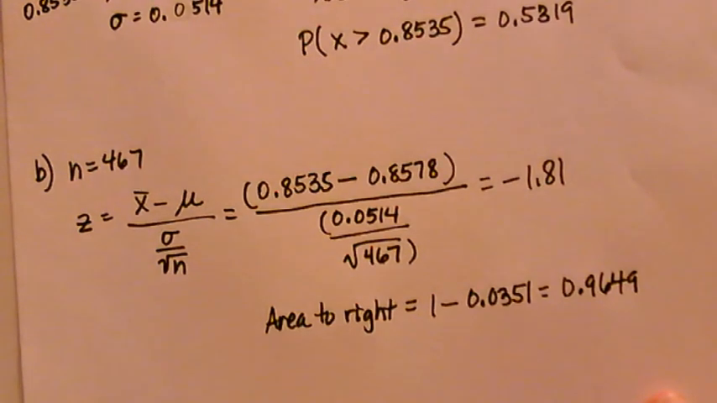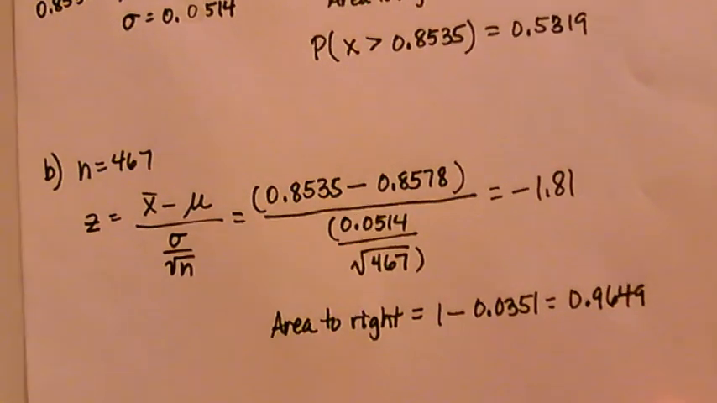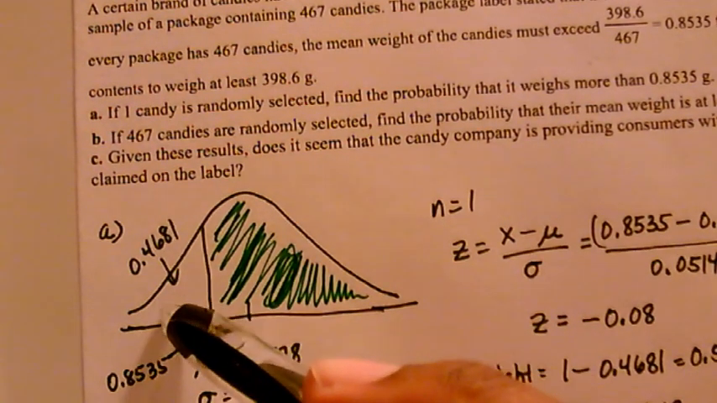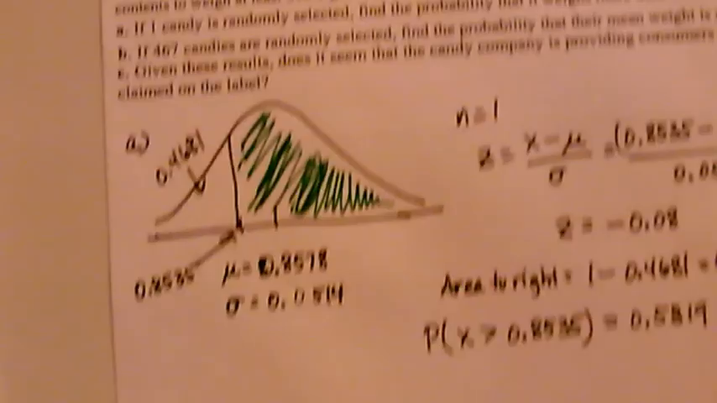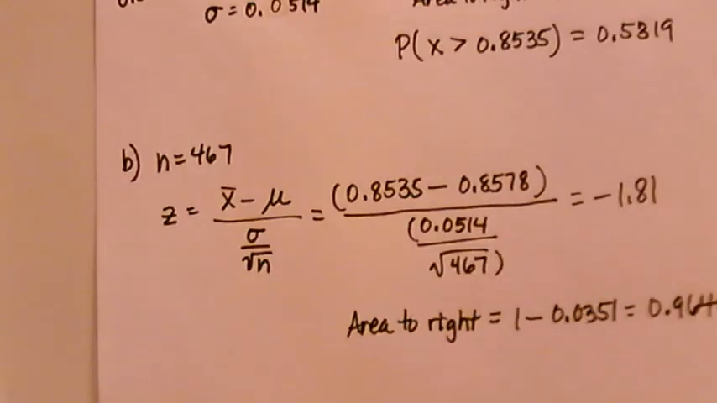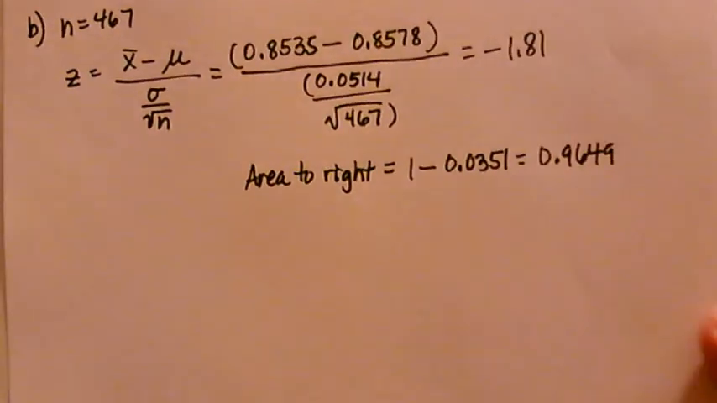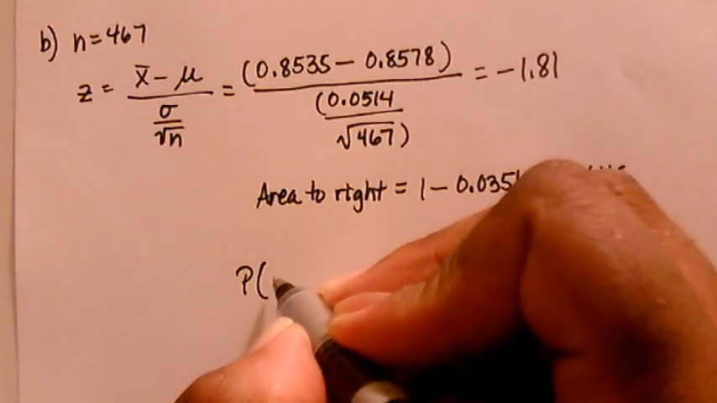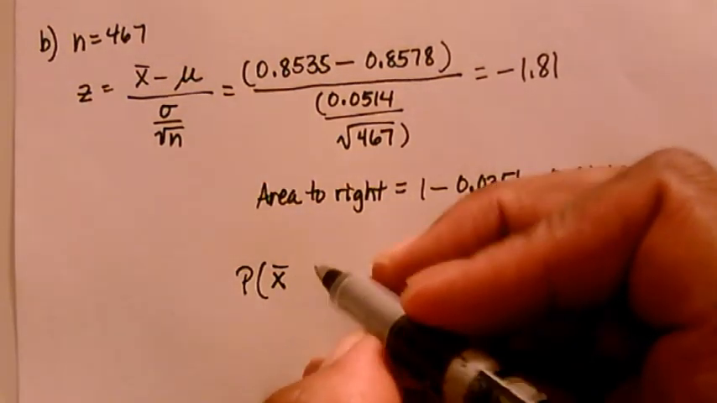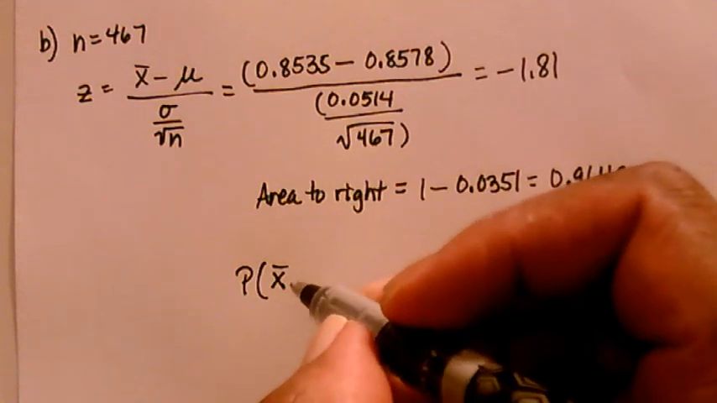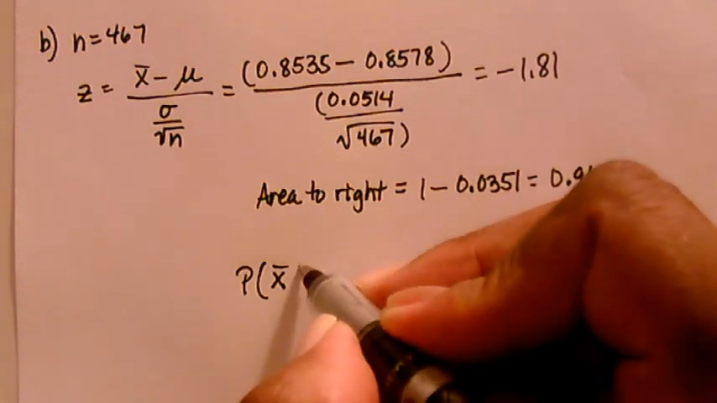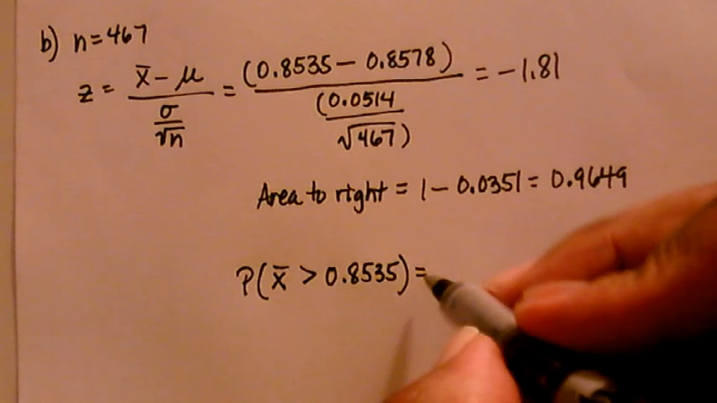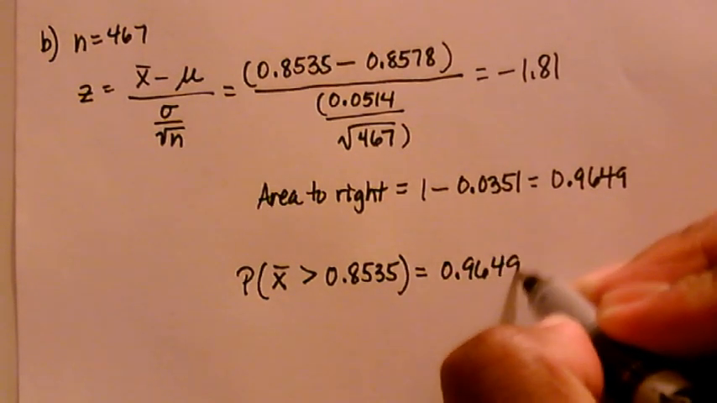Okay. Now again, you can draw the normal curve if you want to, but in this case, think about it: that 0.0351 will be your area to the left. You're still finding the shaded area to the right. See, that's why you still have to do 1 minus 0.0351. So the probability that 467 candies have a mean weight of at least 0.8535 grams, that probability will be 0.9649.